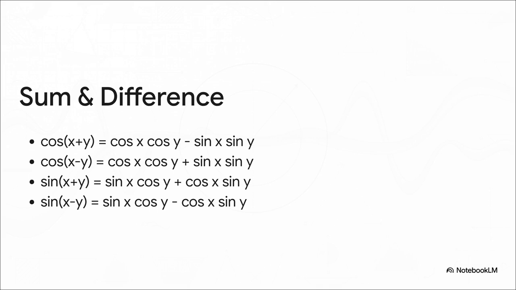Let's look closely. For cos of x plus y, the pattern is cos, cos, sin, sin. But the trick is, the sign flips. A plus inside the bracket becomes a minus outside, and a minus becomes a plus. Now look at sine. Sine is friendly, it likes to mix things up. Sine, cos, cos, sine, and it keeps its original sign. Plus stays plus. Spotting these little behaviors makes memorizing them an absolute breeze.